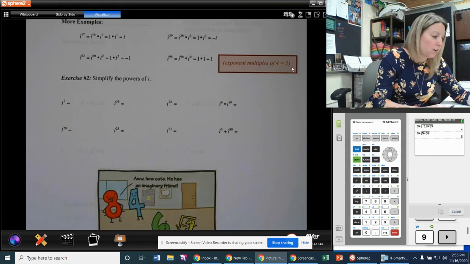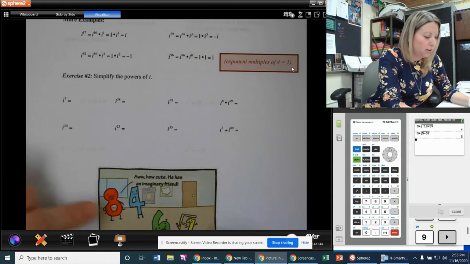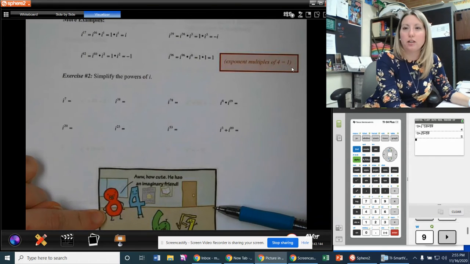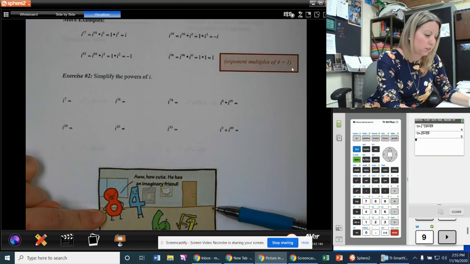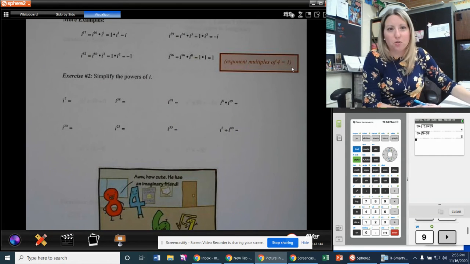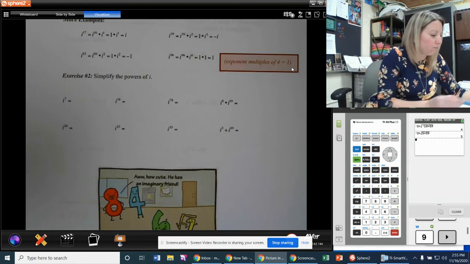Oh yeah, in this entire chapter, I've laced in some real nice little imaginary numbers comics and jokes and puns. So look forward to those through your lessons, right?